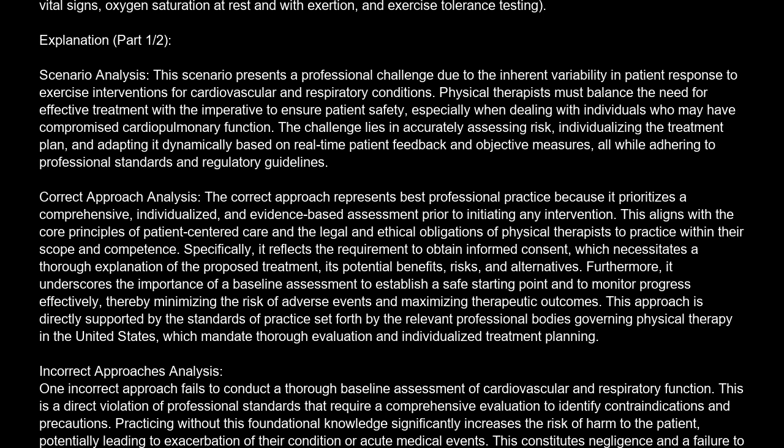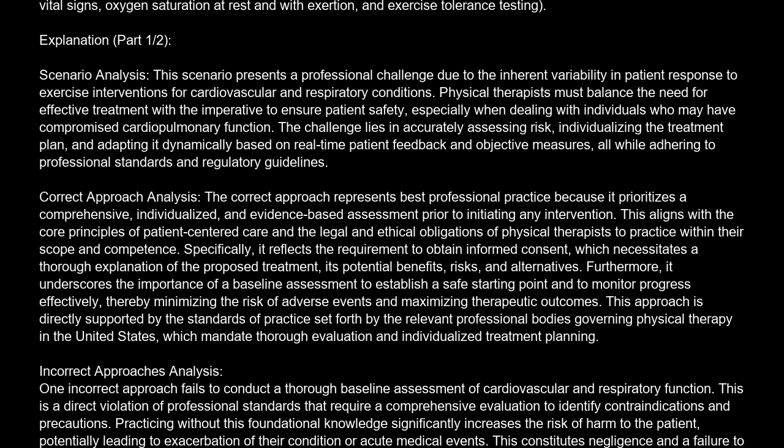Specifically, it reflects the requirement to obtain informed consent, which necessitates a thorough explanation of the proposed treatment, its potential benefits, risks, and alternatives. Furthermore, it underscores the importance of a baseline assessment to establish a safe starting point and to monitor progress effectively, thereby minimizing the risk of adverse events and maximizing therapeutic outcomes. This approach is directly supported by the standards of practice set forth by the relevant professional bodies governing physical therapy in the United States, which mandate thorough evaluation and individualized treatment planning.